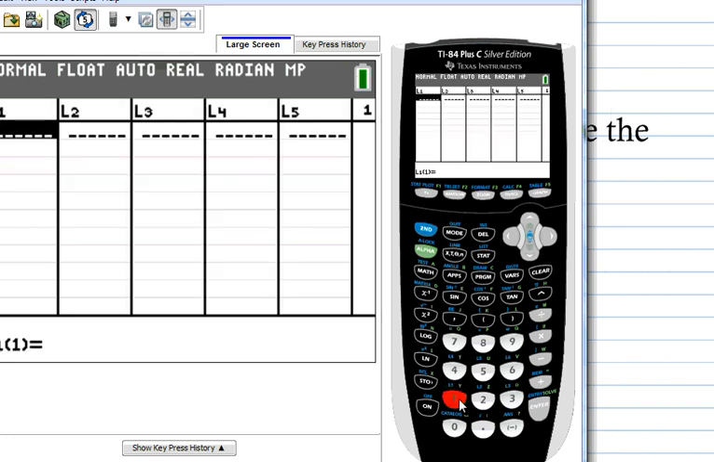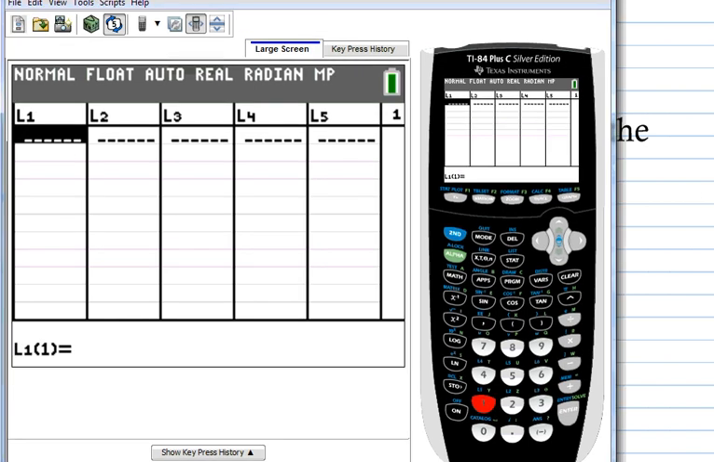Let me slide this over. You can't really see it on the screen completely. Now these are lists, and we're going to fill in the first list. I want to use -3, and then go down. -2. Okay, I'm going to fill it in: -3, -2, -1, 0, 1, 2, and 3.